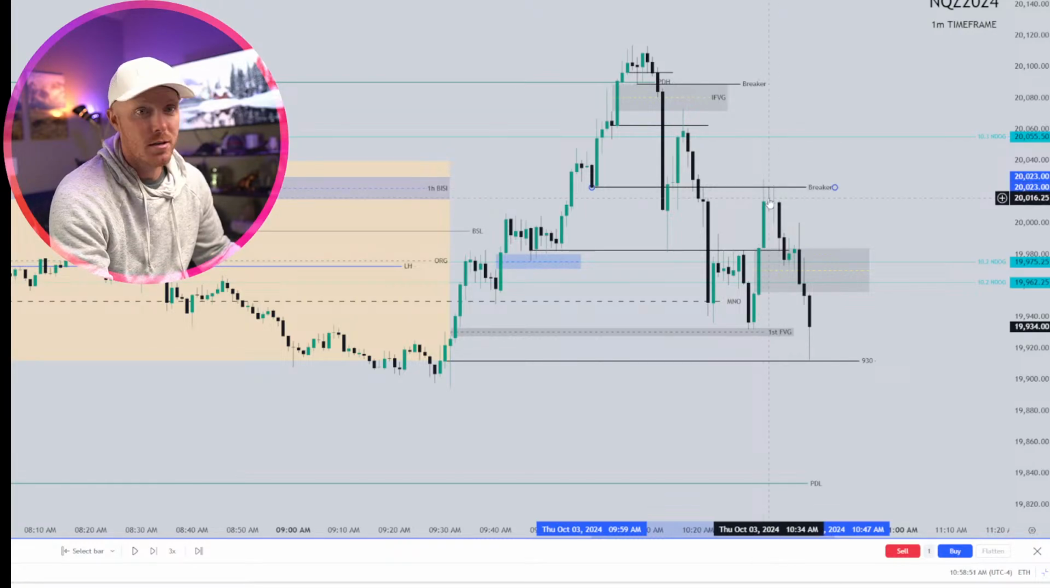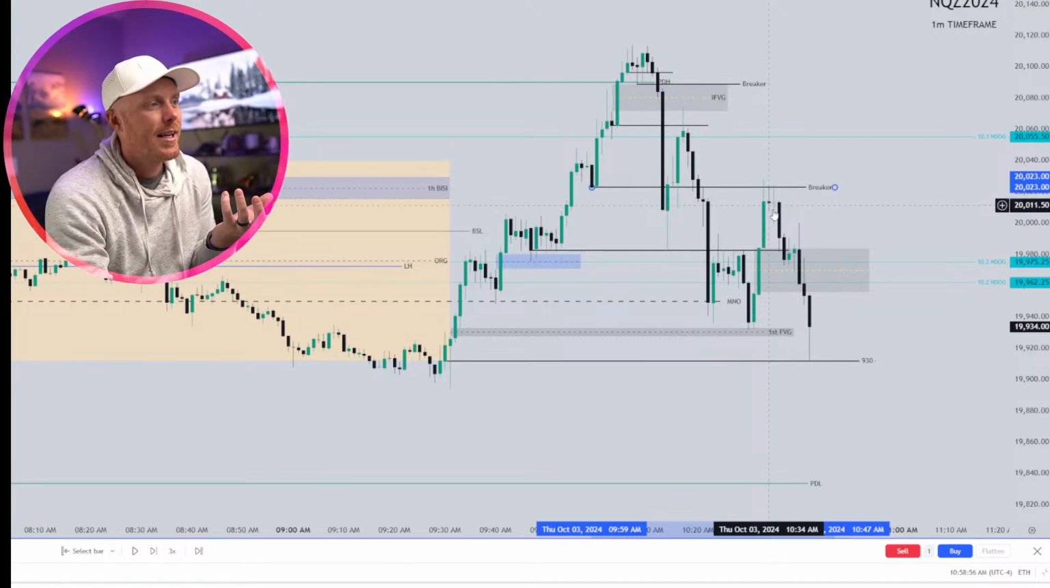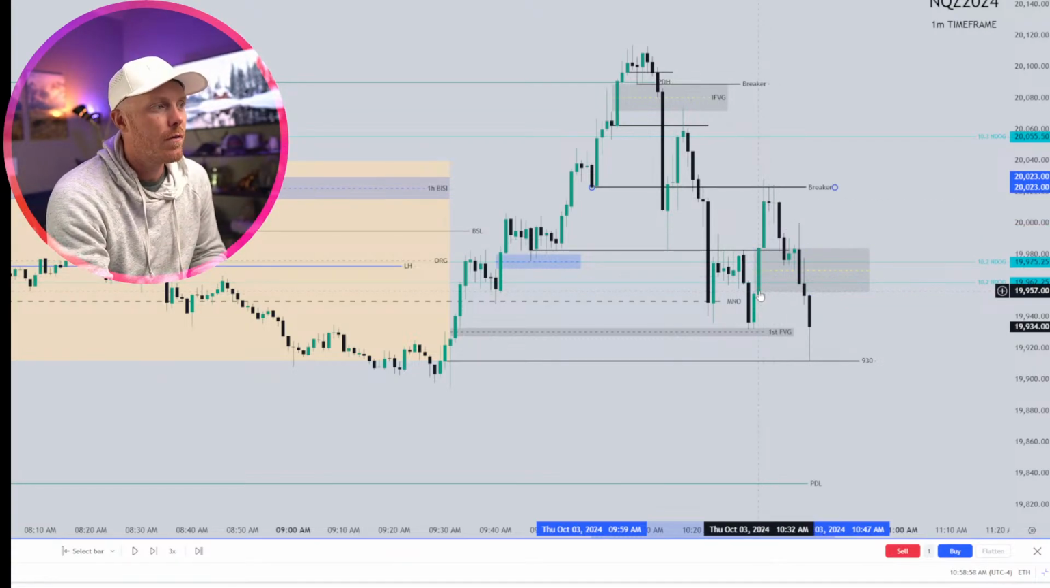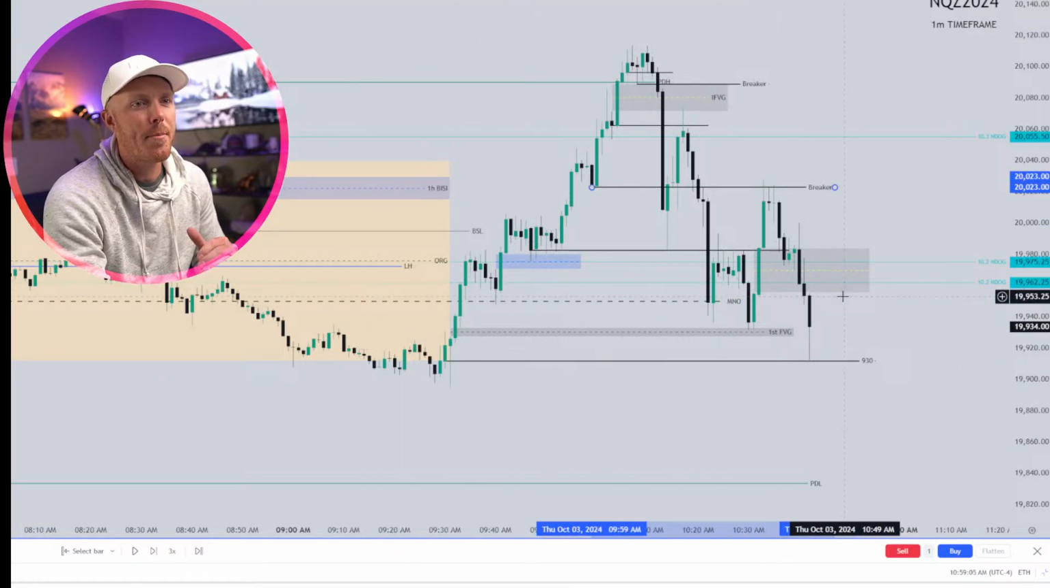I missed that one, so I didn't take it because I didn't see it. That's okay. You have another opportunity on the inversion. There's so many opportunities in this structure. You just got to pick what you like and begin to look for it and wait for it in price.